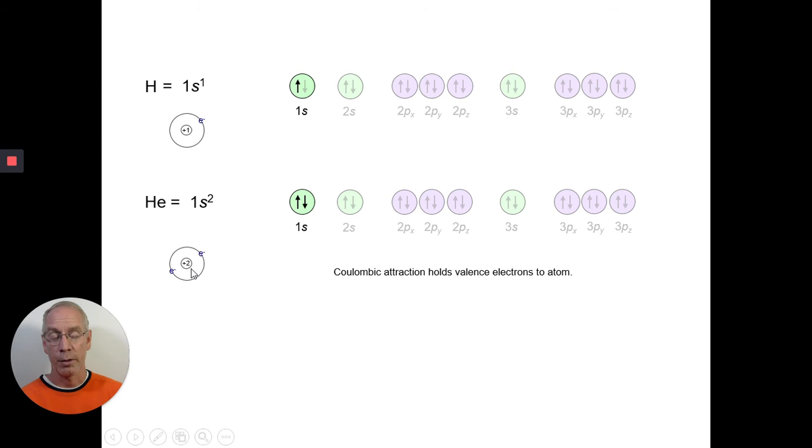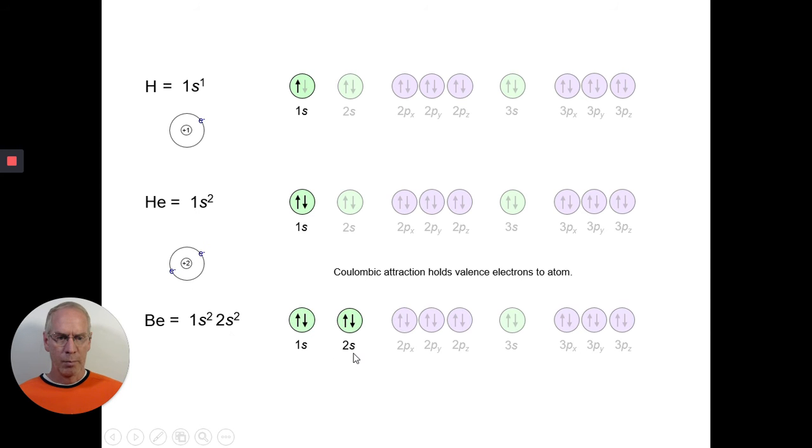The positive is attracted to negative. And of course, the 2 electrons don't want to be near each other because the same charges would repel. Here's beryllium. Beryllium, remember, has 4 electrons. I finally drew it right here.